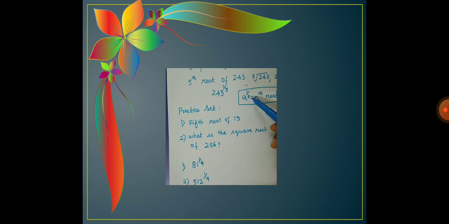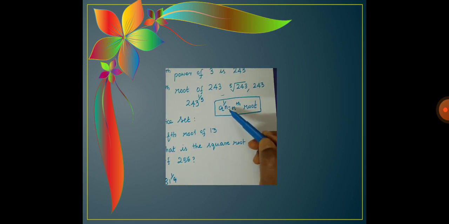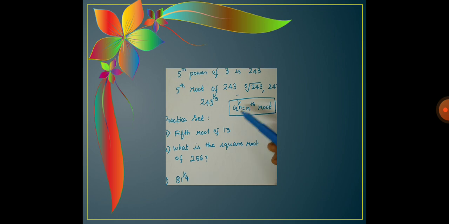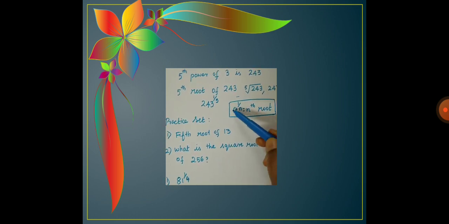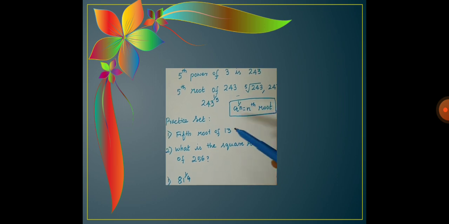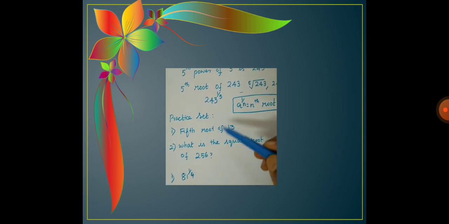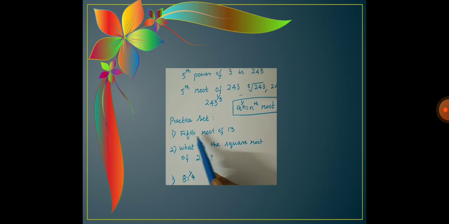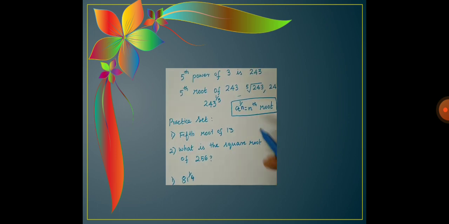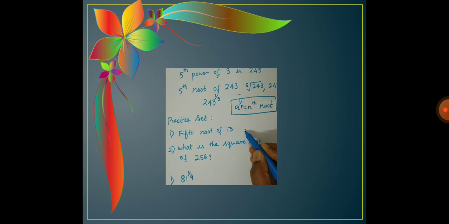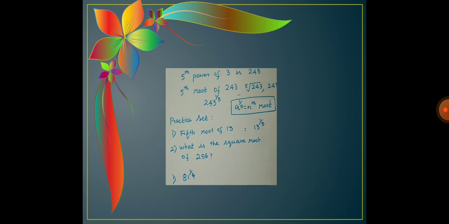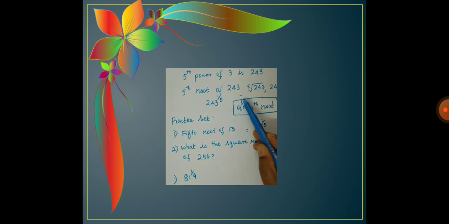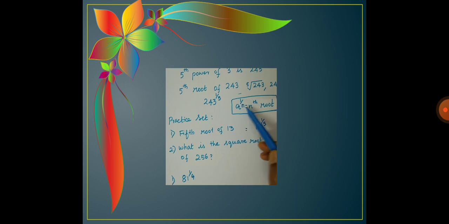The index, what number do you have? 1 by n. This index is 1 by n, so the nth root of a is a raised to 1 by n. So we will solve some questions. What is the fifth root of 13? How can we write it? 13 raised to the power 1 by 5. Very easy, in the same formula, a raised to 1 by n.